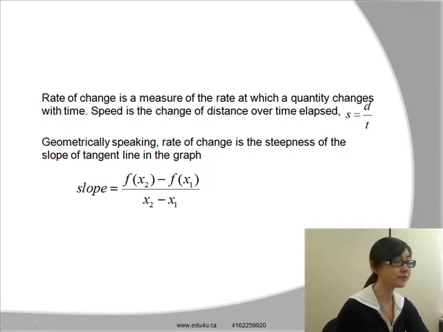Rate of change is a measure of the rate at which a quantity changes with time. Speed is the change of distance over time elapsed, and in symbols it is represented by s equals d over t. Geometrically speaking, rate of change is the steepness of the slope of the tangent in a certain graph. And the slope of the tangent can be calculated with f of x2 minus f of x1 divided by x2 minus x1.